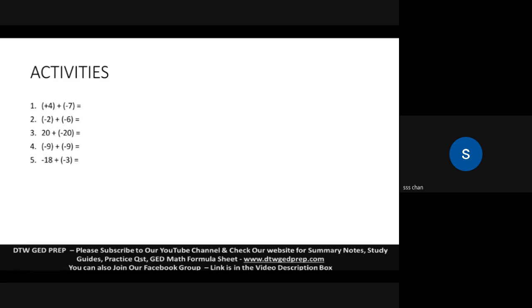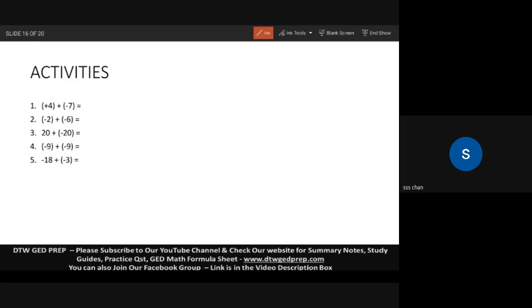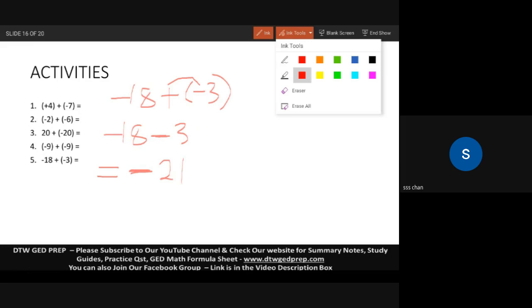So the next one, we have negative 18 plus minus 3. So this becomes negative 18 minus 3. Like we said, both digits have a negative sign. So maintain the negative sign and add up the digits. 18 plus 3 gives you 21. So we go ahead.